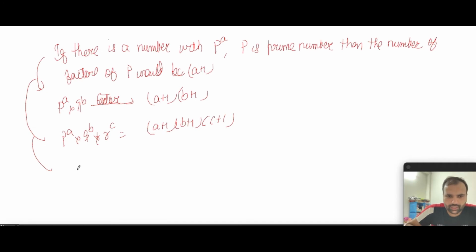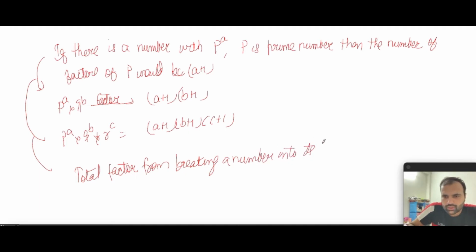So what we get is that we can derive the total number of factors from breaking a number into its prime bases, because the number of factors would be power plus 1. That's all. Okay, I hope you would have got it. So let me do some questions so that it is further easier for you to understand this.